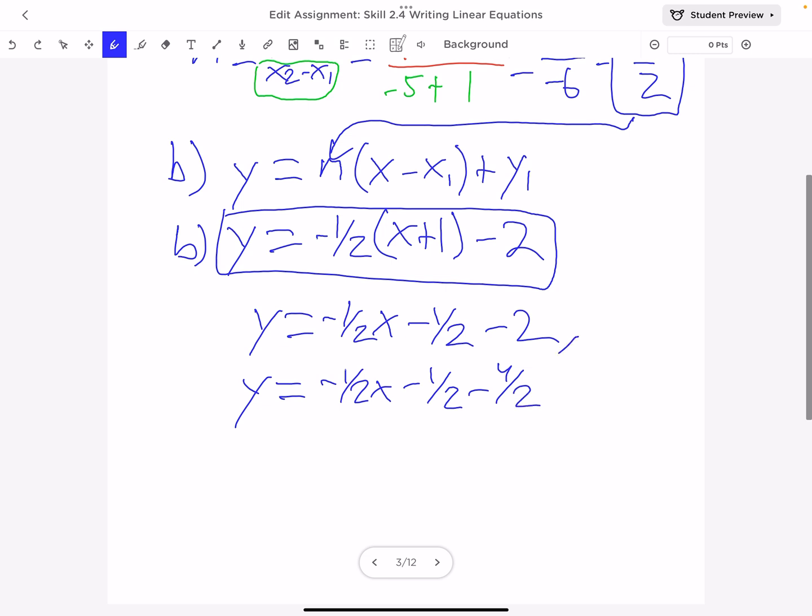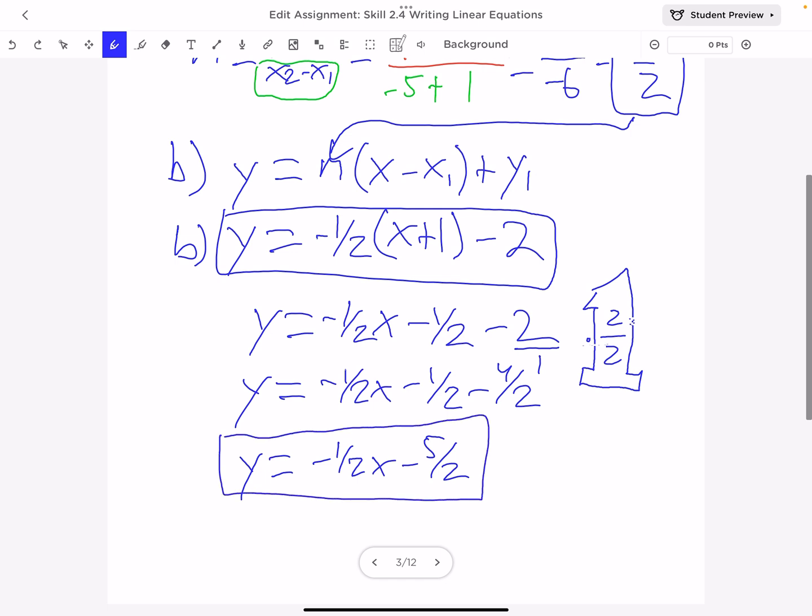and the way I thought about that is 2 over 1 times 2 over 2. This is my giant 1, right? I multiply by 2 over 2. Let me make this a little bit easier to follow, 2 over 1, and that gives me negative 4 over 2. And then when I combine these, I get y is equal to negative 1/2 x minus 5/2. And I can leave it as an improper fraction. And this is my slope-intercept form, y equals mx plus b.